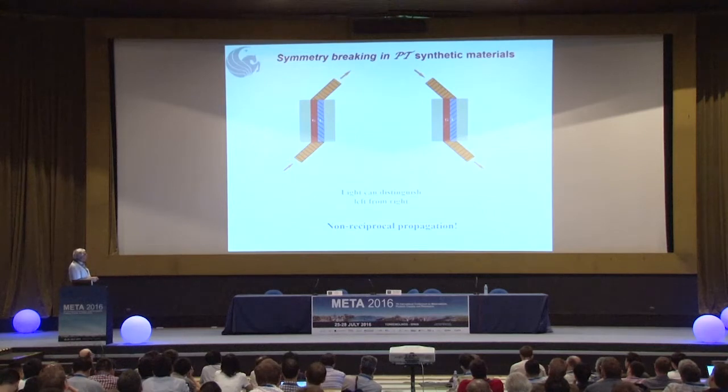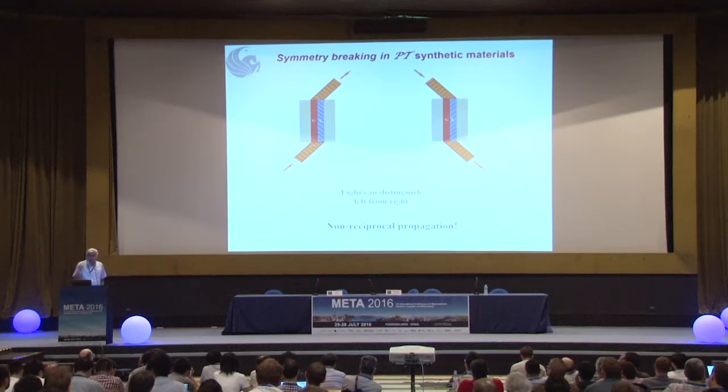So once you introduce these strong dipoles of gain and loss, light can distinguish left from right. It's to some extent not reciprocal. Not, of course, a la Faraday, but it's not reciprocal for that matter.